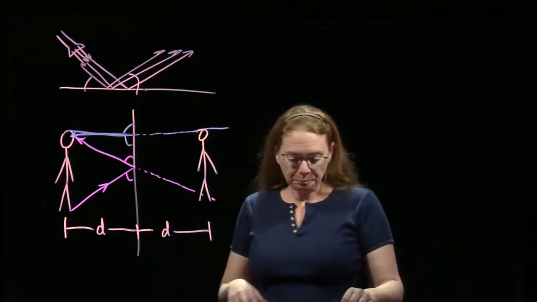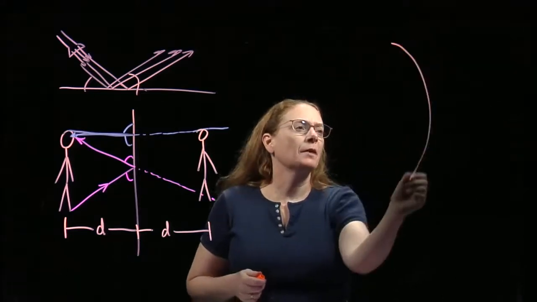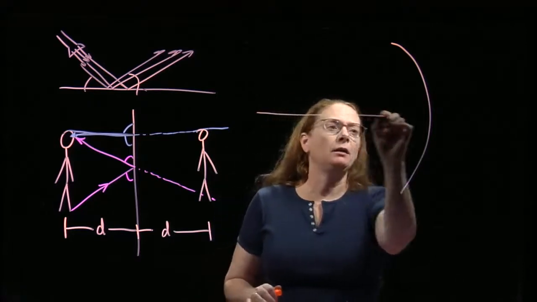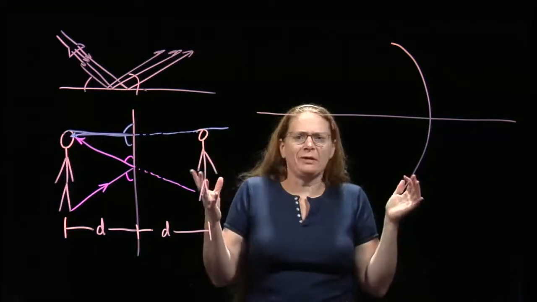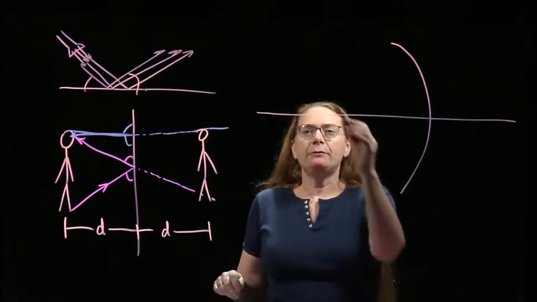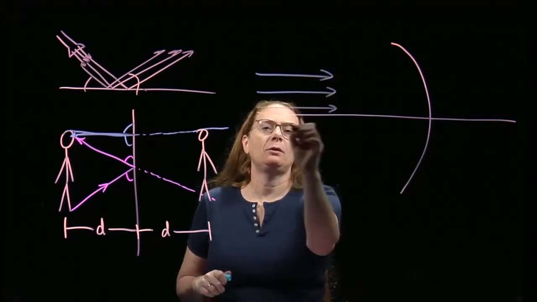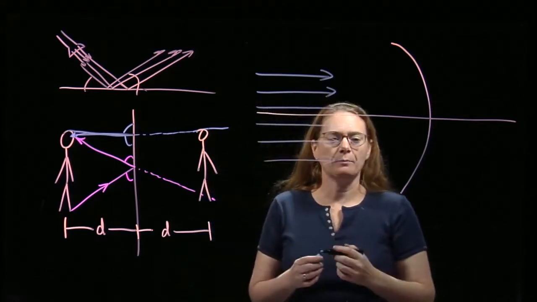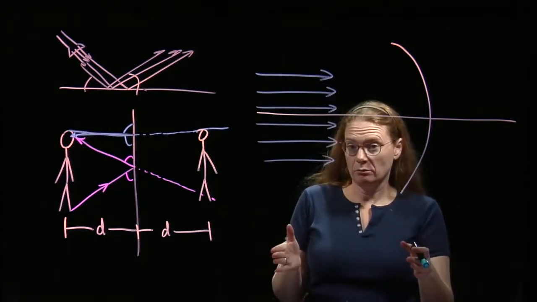Let's figure it out. So we're going to start with this type of curved mirror, a concave mirror. And I'm going to put a horizontal axis here, just to give us some reference point, really. Suppose I have light rays that come in parallel. So light rays that come in all parallel to that mirror. What are they going to do when they hit that mirror? Make a prediction. Pause it if you need to.